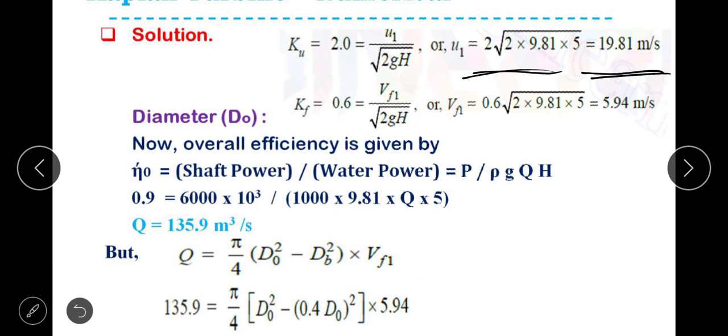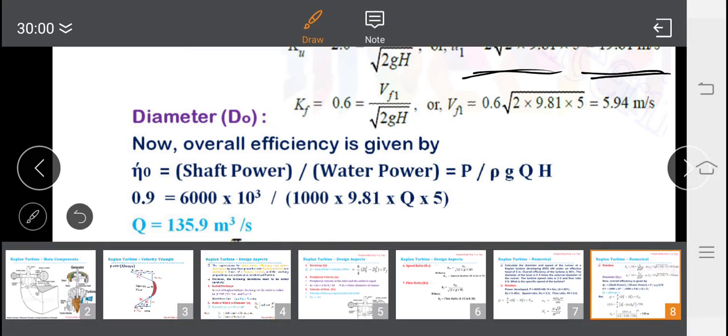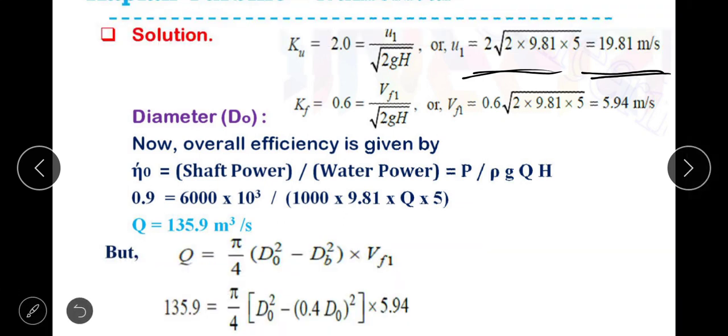Please remember, whenever you are taking data from the question paper, properly take the numerical values and substitute, then you will obtain the correct value. So u1 is equal to 19.81 meters per second. Don't forget to write the units. You may lose 1 mark or half mark for each. In a numerical problem, at least 4 to 6 times you must write the important units. If you do not write, you may lose 2 to 3 marks unnecessarily.